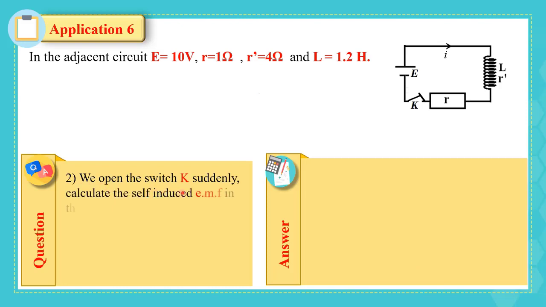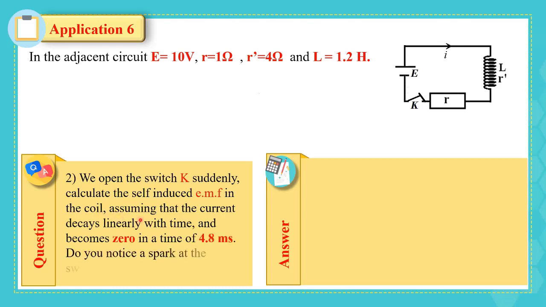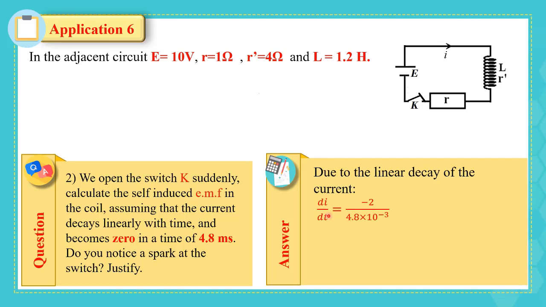Now we open the switch suddenly. Calculate the self-induced EMF in the coil, assuming that the current decays linearly with time and becomes 0 in a time of 4.8 milliseconds. Do you notice a spark at the switch? And justify. Since the current is decreasing linearly with time, di over dt will be the slope of this line, and it will be equal to minus 2 over 4.8 times 10 to the power minus 3. Minus 2 here, since the current was 2 amperes and then it becomes 0 amperes.